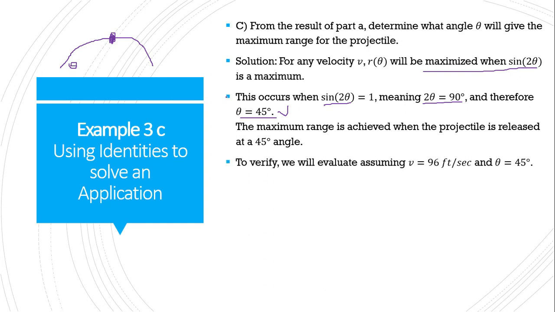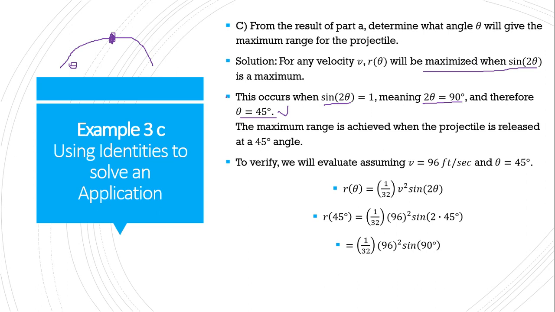So let me just verify it and show you. Let's say it's still the same situation. It's the baseball example, coming out of the baseball cage, that little machine, right? Still coming out at a velocity of 96 feet per second, and 45 degrees is when it's going to be maximized. So if I plug this into my equation, 1/32 v squared sine 2 theta, substituting in v as 96 feet per second and theta as 45 degrees, I end up with 1/32 times 96 squared, sine of 90 degrees.